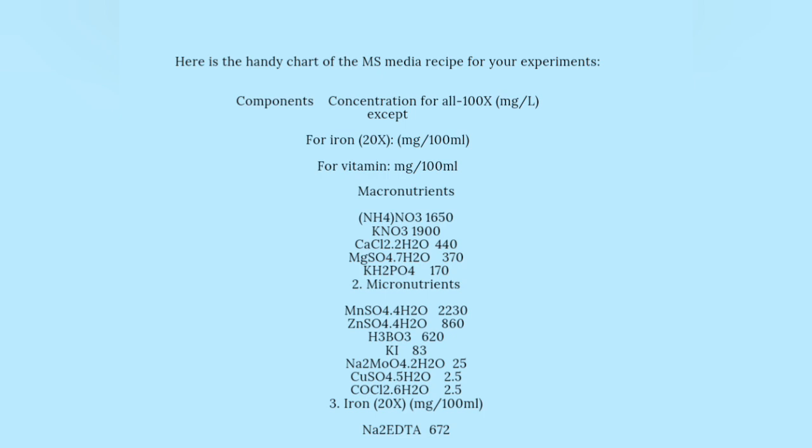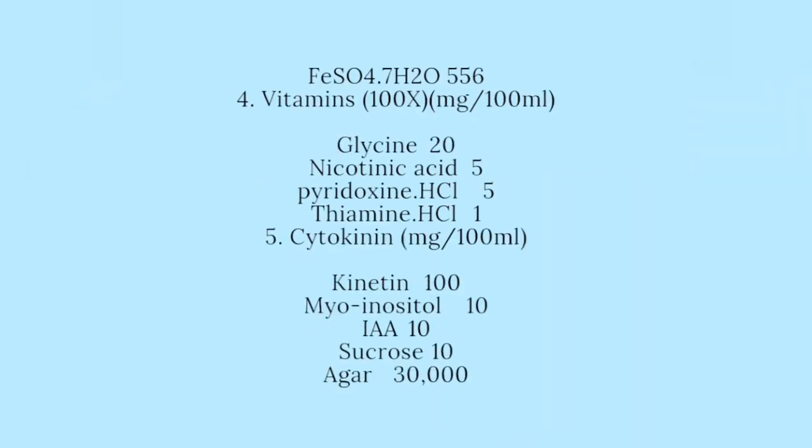CoCl2.6H2O 2.5. 3. Iron, 20x, mg/100 ml: Na2EDTA 672, FeSO4.7H2O 556. 4. Vitamins, 100x, mg/100 ml: glycine 20, nicotinic acid 5, pyridoxine.HCl 5, thiamine.HCl 5. Cytokinin mg/100 ml: kinetin 100, myo-inositol 10, IAA 10, sucrose 10, agar 30,000.